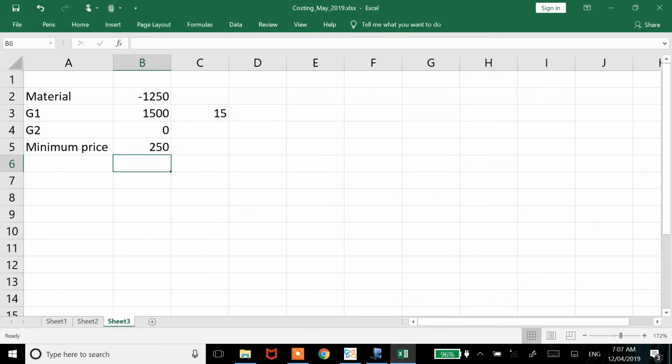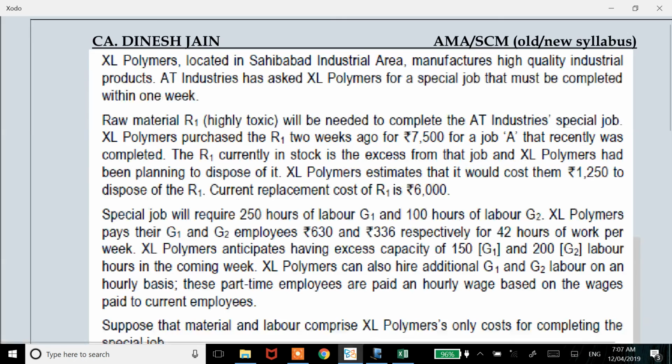This should be a minimum price, 250 rupees. The minimum price should turn out to be 250 rupees. When it comes to raw material, it's a continuation of the same earlier problem. It said the same toxic part. So the relevant cost is minus 1250.